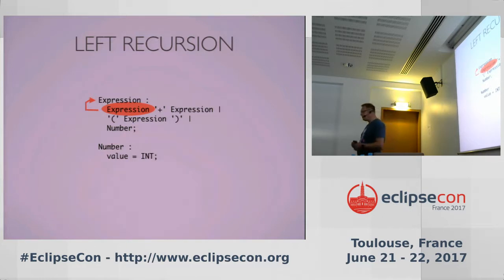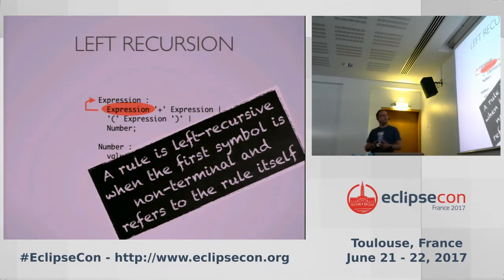And we know that Xtext is using ANTLR 3.2, which is an LL star parser and just cannot handle left recursion. So the typical way here to go is to refactor the grammar and do a left factoring. So a rule is left recursive when the first symbol here is a non-terminal and calling itself. So that's the left recursion here. It's not a problem to have a recursion on the right side. That's what ANTLR can handle.